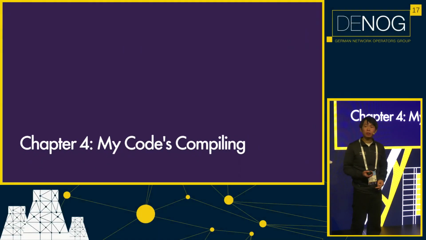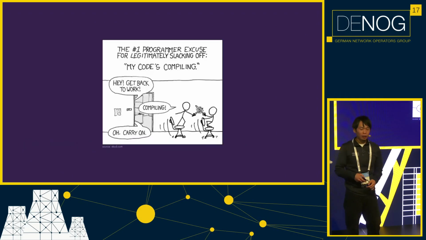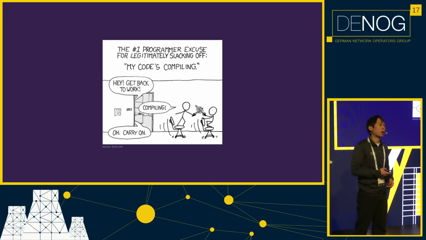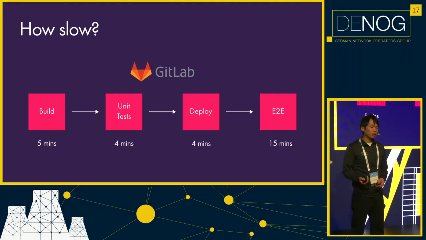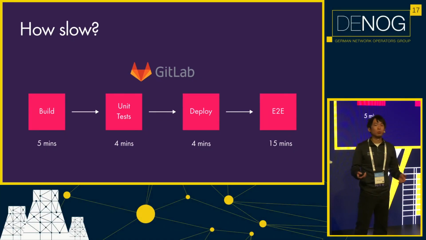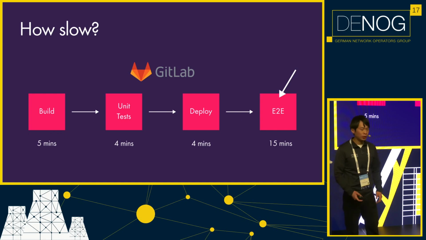The next bit of it, my code's compiling. Obviously, this doesn't really apply to us, but what we're really talking about is slow pipelines. So how slow are we talking about? I think it was something like 5 minutes to build, 4 minutes for unit tests, 4 minutes for deployment, and then 15 minutes for E2E tests. So the first point is you've got to measure it. Otherwise, you don't know where to improve. And after measuring it, obviously, you go for the ones that take the most time, so basically the E2E tests.